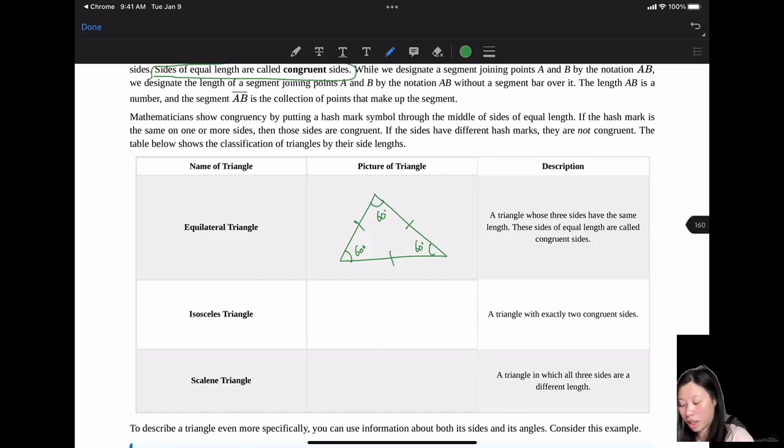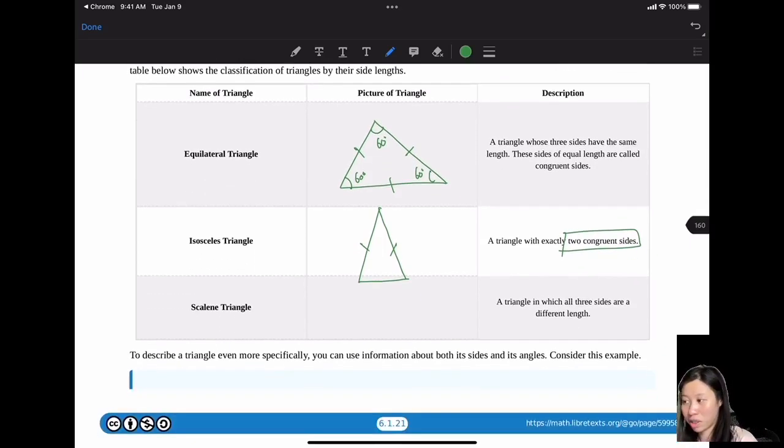So isosceles triangles. An isosceles triangle means a triangle with exactly two congruent sides. Not three, just need to have two. Such as this one. These two are equal, so we call it an isosceles triangle. And then the other one is called a scalene triangle, a triangle whose three sides are different lengths. Such as this one. They can be obtuse, they can be acute, they can be right triangles.